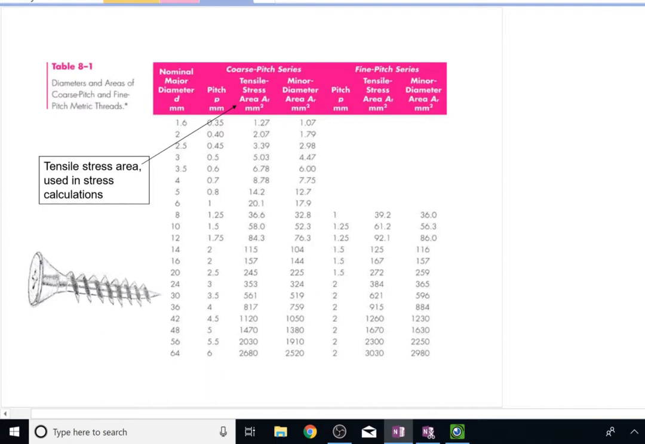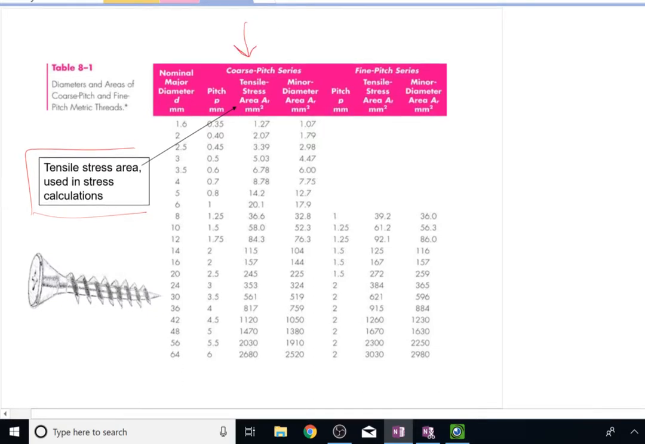Here's table 8.1. One of the things I'd like to stress here is the tensile stress area. This is used in stress calculations. That's basically this column right here, one of the more important columns. I can do a better arrow than that. There we go. No, that wasn't much better. I'm still learning. Maybe my handwriting is just really bad. Anyhow, the tensile stress area, A sub t, we're going to use that later in the chapter.